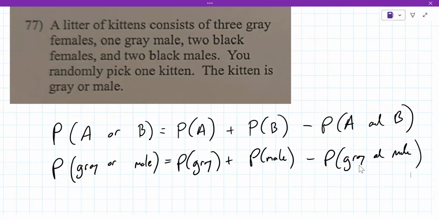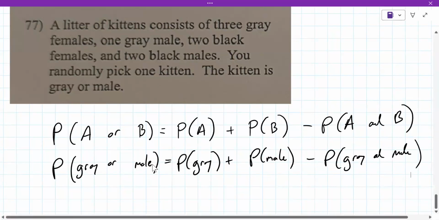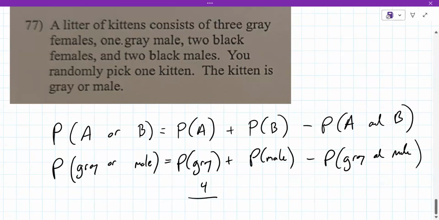So there's 3 gray females. Yeah, so in gray it could be either one. So the gray, you've got to count all the grays. So there's 3 gray females, 1 gray male. So there's 4 out of however many total.